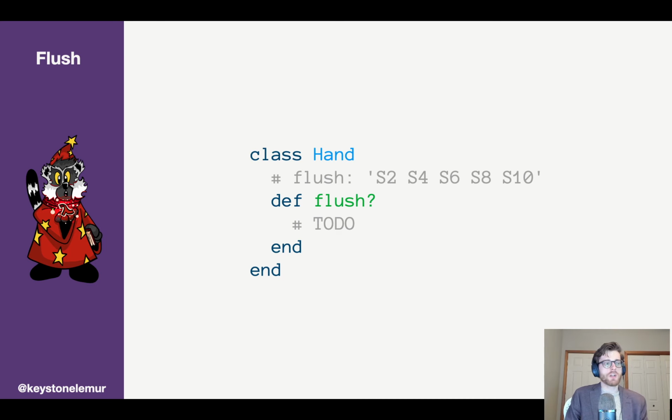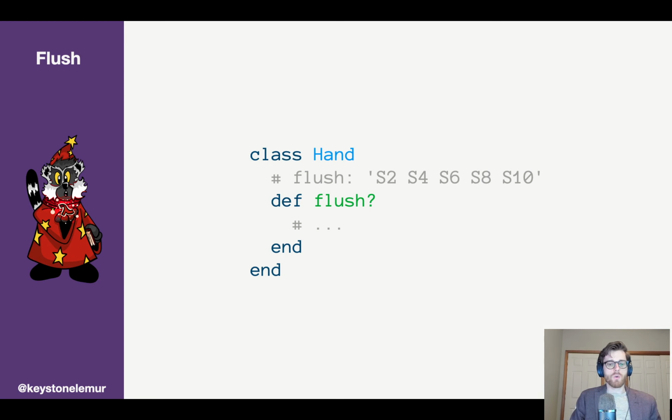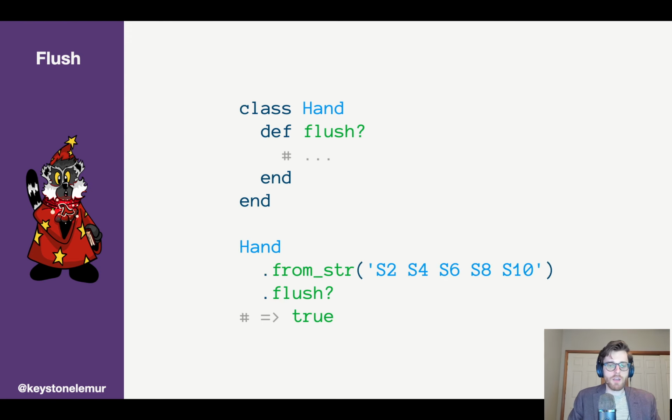Now we're going to want to start again by defining a flush method and matching against the cards. Now, much like 4 of a kind and royal flush, we're going to want to capture the suit and make sure that that happens to be the same by capturing the first suit that we run into and pinning the rest. Then we want to test that. And we find out that our example is indeed a flush.